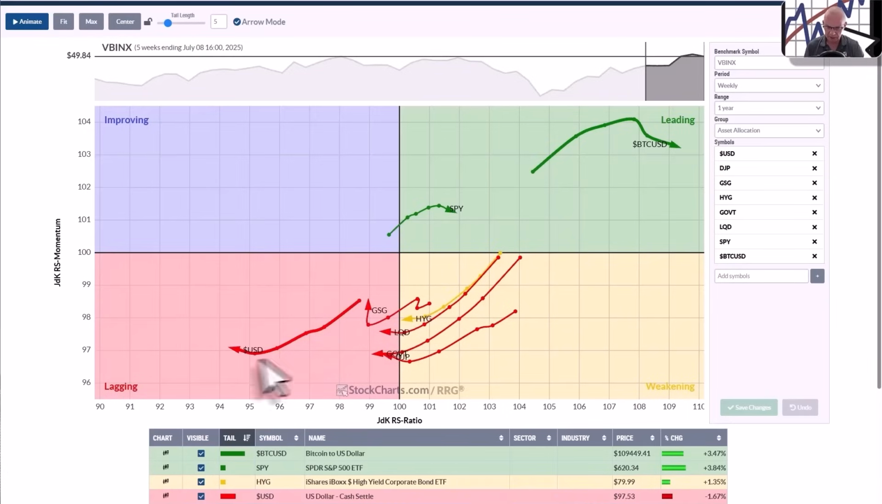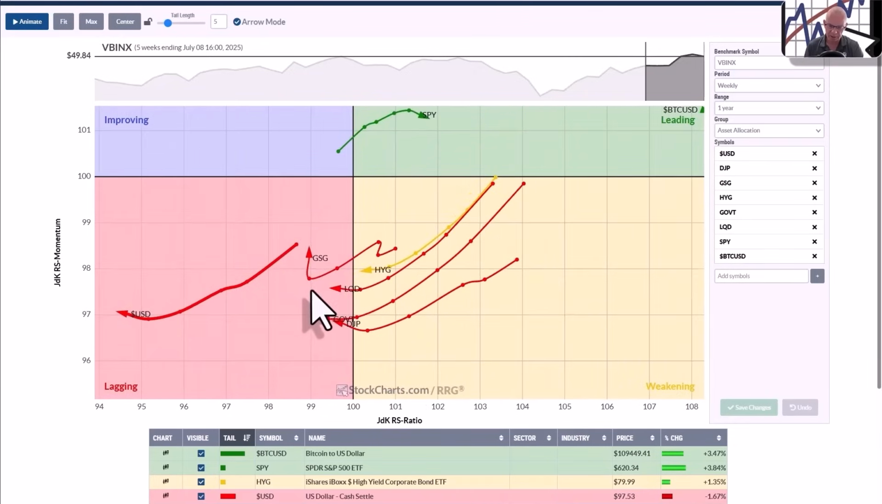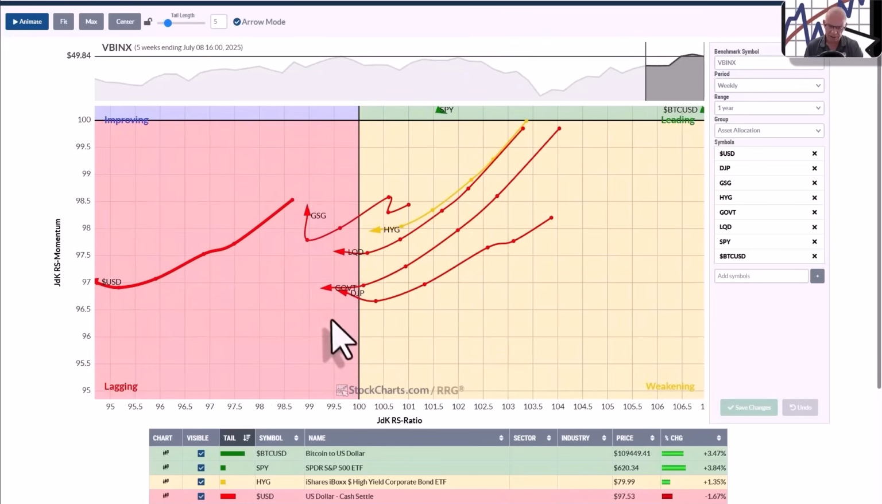So we see the US dollar weakening. That's a story that is ongoing for quite some time already, and that's confirmed here with that long tail pushing into the lagging quadrant on the RRG. And then we have GSG, which is starting to point up a little bit, but inside the lagging quadrant. You've got DJP, which is following GSG slightly with a slight delay.